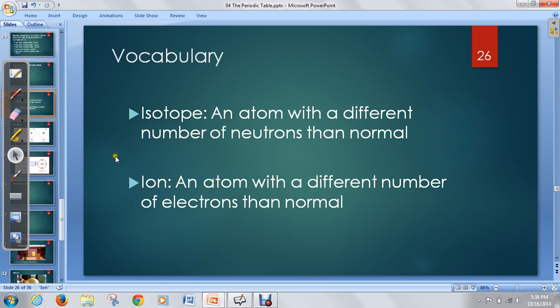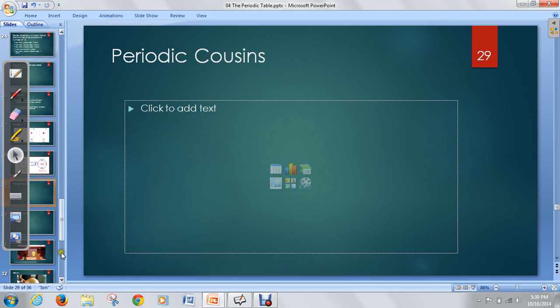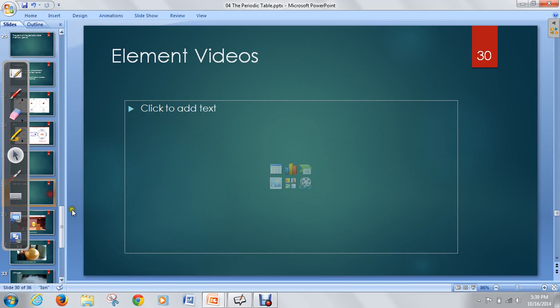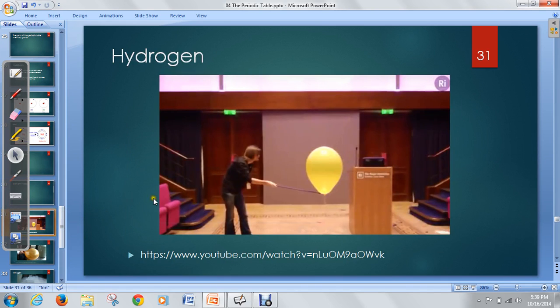We will get to those a little later and why they're so important to some very fundamental ideas in chemistry. Then the next activity you did was called periodic cousins. Look that up on the website if you didn't have a chance to do it. And then we watched some videos about some of the different elements and some of their properties. We watched a video about hydrogen.